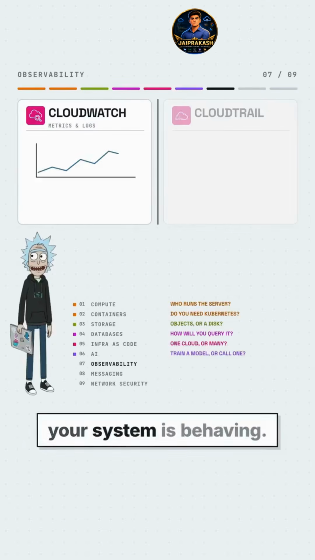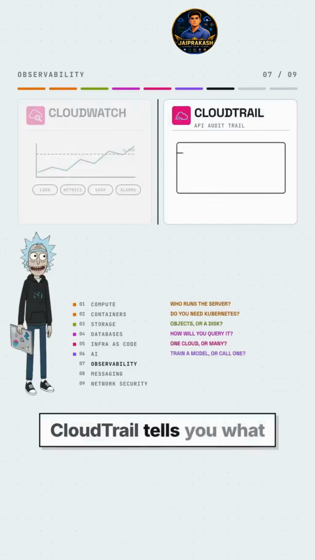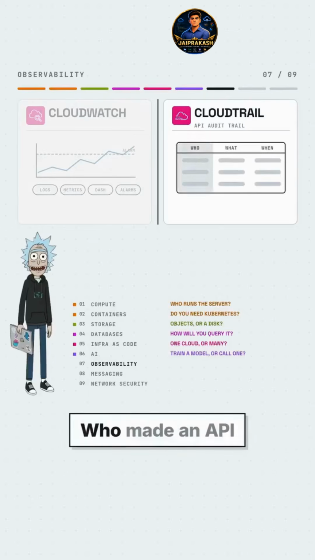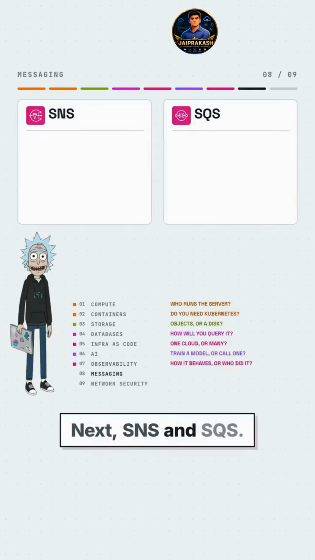CloudWatch and CloudTrail sound similar, but remember this. CloudWatch tells you how your system is behaving. Logs, metrics, dashboards, alarms. CloudTrail tells you what happened in your AWS account, who made an API call, what action they performed, and when.